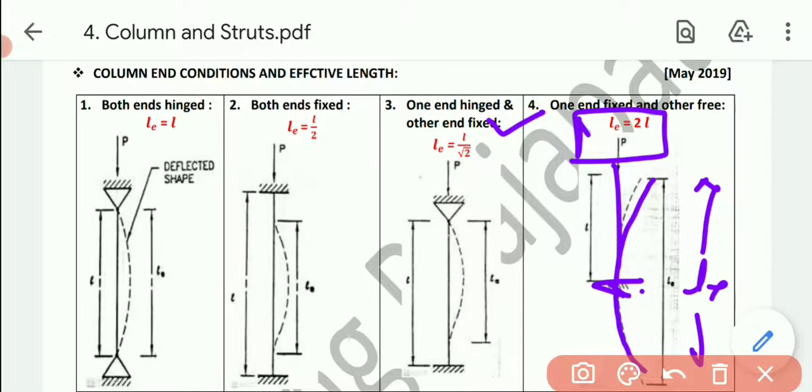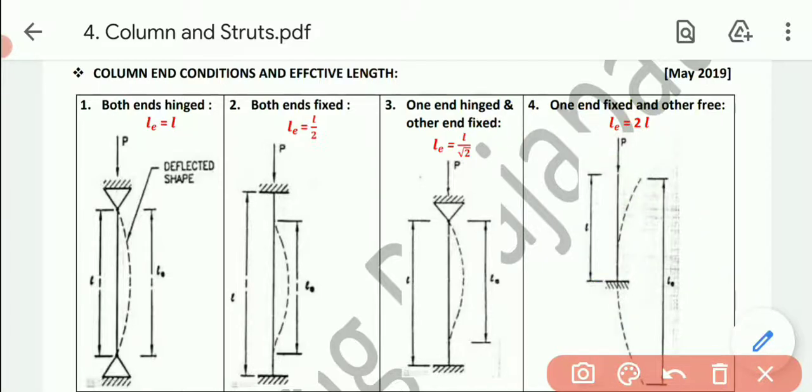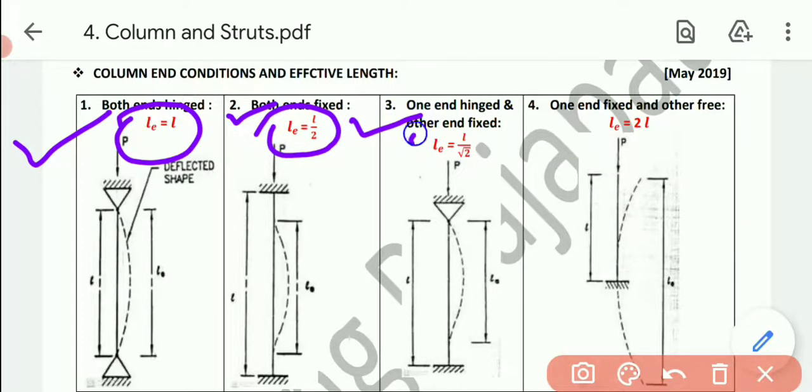So always remember these four conditions, because in this chapter, in each and every example, one of these four conditions will definitely be there. You have to remember these relations between effective length and original length. So let me repeat once again. Both ends hinge, LE equals L. Both ends fixed, LE equals L by 2. One end hinge, one end fixed, LE equals L by root 2. And fourth, one end fixed, another end free, LE equals twice L. So these are the conditions.